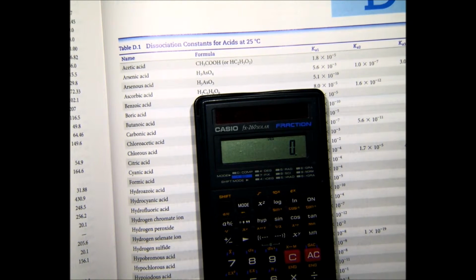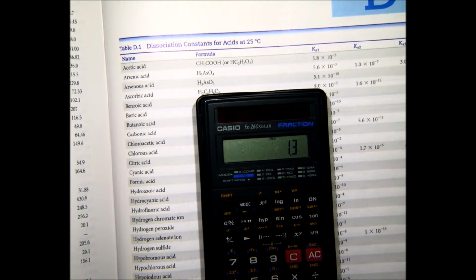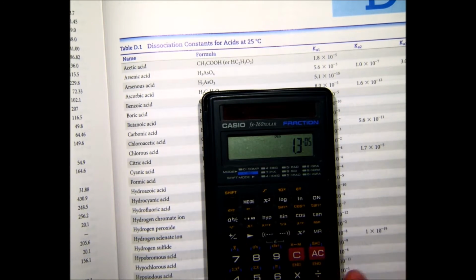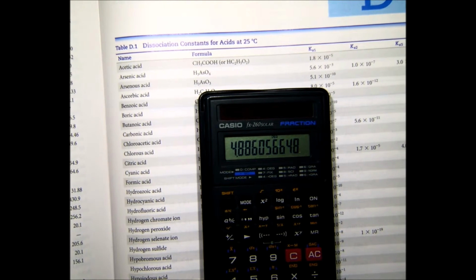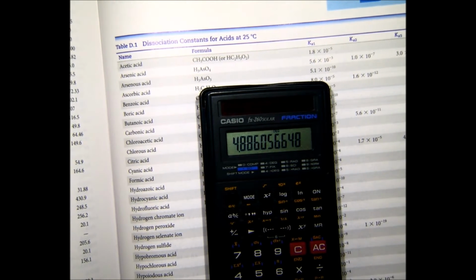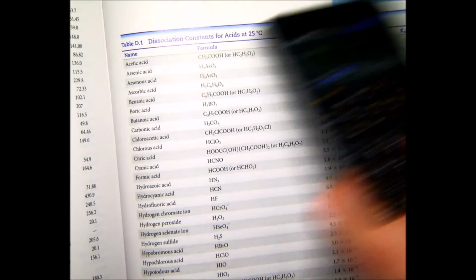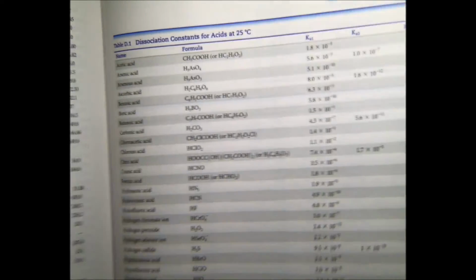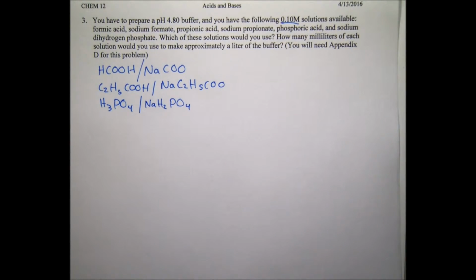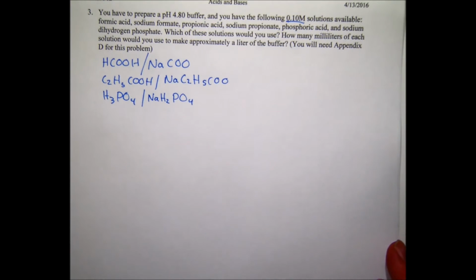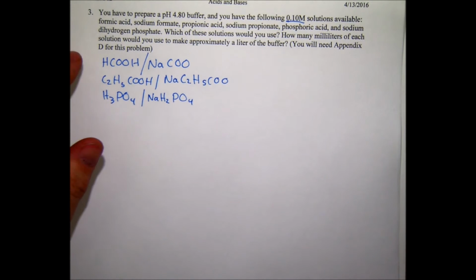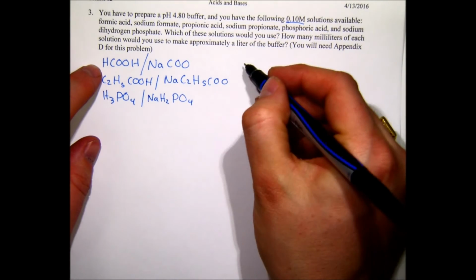It's propanoic acid, and its Ka is 1.3 times 10 to the negative 5. I'm going to take the negative log, and it's 4.88, so it's 8.6 hundredths away from what I want. So that probably is going to be the one that I'll use. Remember that for the best effect, you should have the pKa of the acid-base pair that you're using to be within 1 unit of your desired pH.